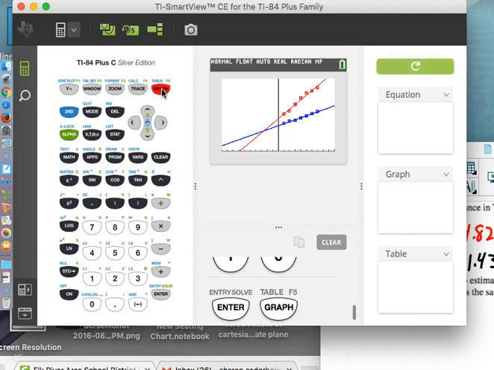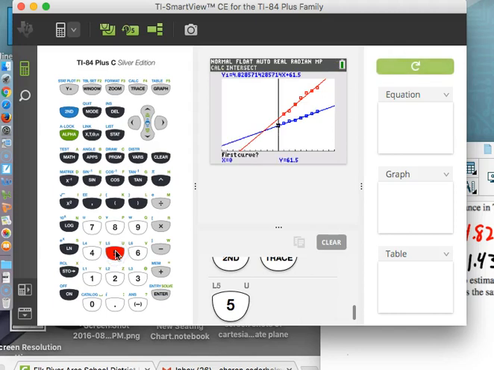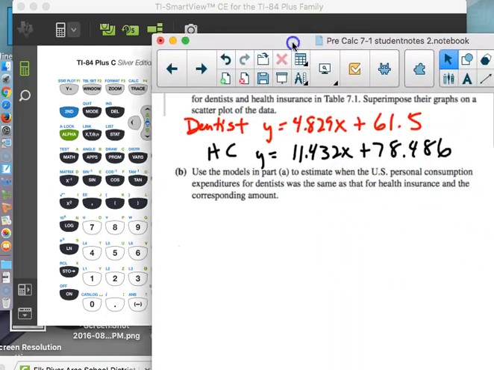And we do. So what we'll have to do next is get Blinky working here. So second, trace, and then we need number 5, intersect, and enter 3 times. And it tells us we have a negative 2.572 years, and that it's going to be at approximately $49.080 billion.